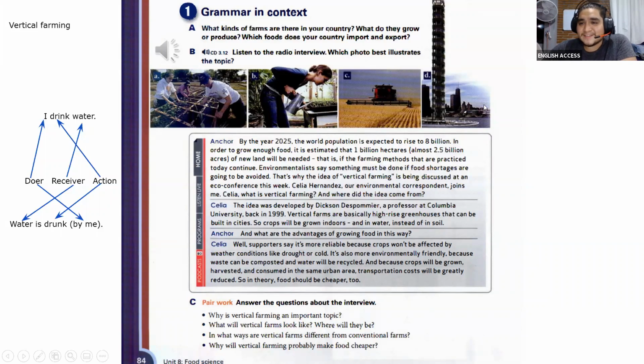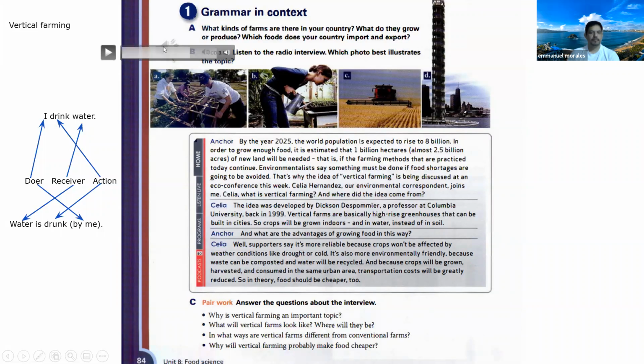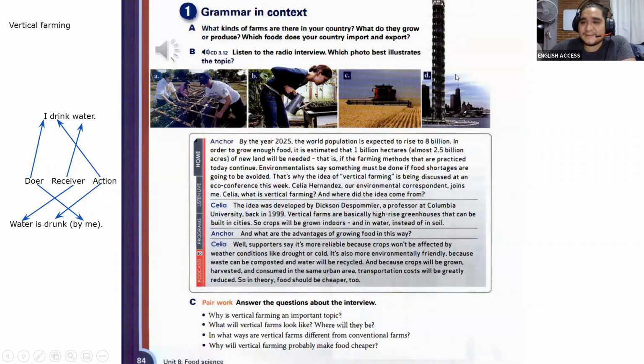So which is the correct answer then? D. Letter D. Yes. Very good, Tommy. So this is what a vertical farm looks like. It is a high building with a lot of water instead of soil. Okay, let's continue listening.